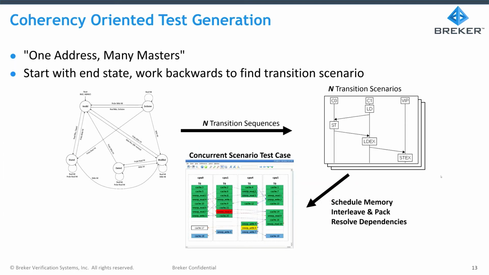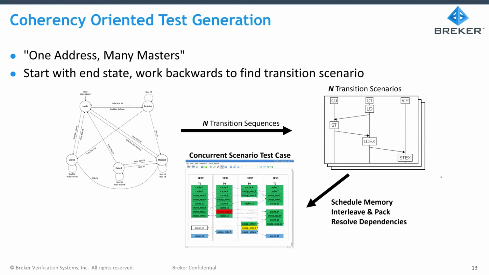The first piece we're going to delve into has to do with covering the state space of the cache lines themselves, the various cache states. I think of this as an algorithm that has one address with many masters. The basic principle is the tool will pick a location in memory and then synchronize or orchestrate multiple masters to hit on that location with different forms of reads and writes to force different transitions.